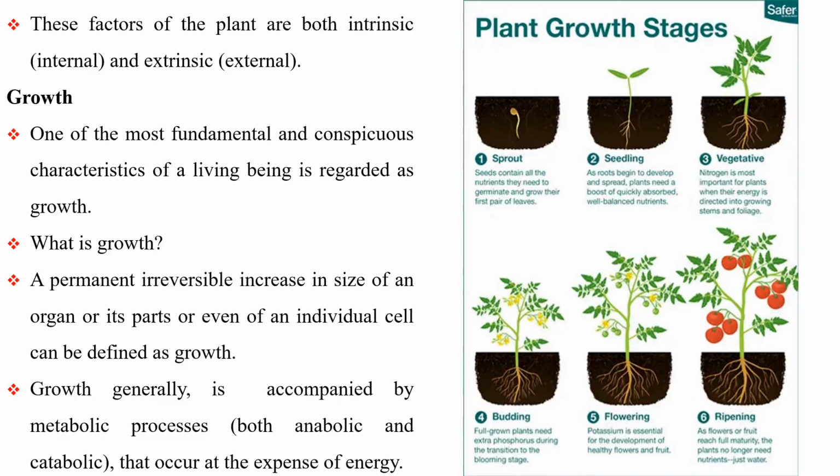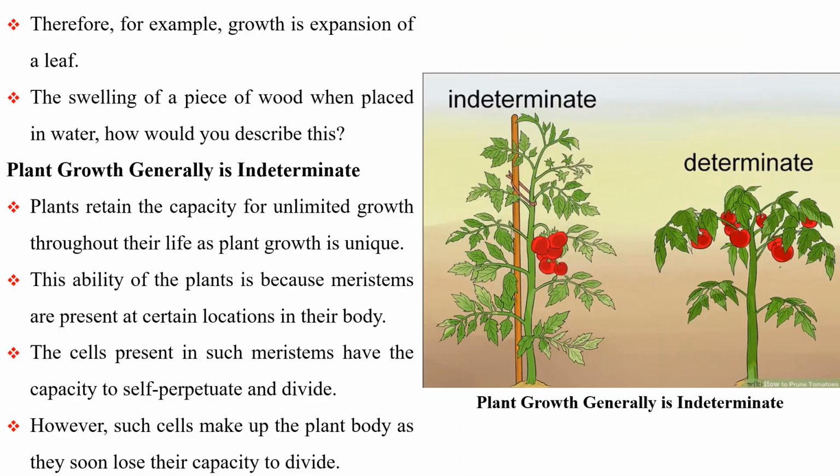Growth. One of the most fundamental and conspicuous characteristics of a living being is regarded as growth. What is growth? A permanent irreversible increase in size of an organ or its parts or even of an individual cell can be defined as growth. Growth generally is accompanied by metabolic processes that occur at the expense of energy. For example, growth is expansion of a leaf. The swelling of a piece of wood when placed in water, how would you describe this?